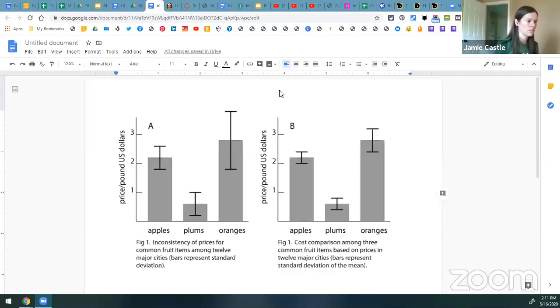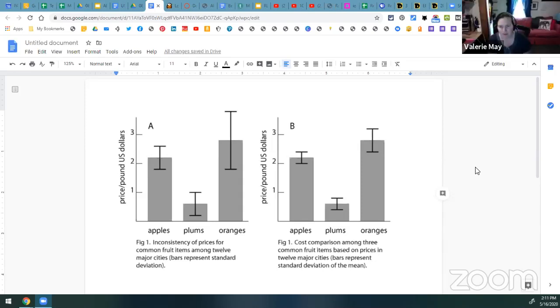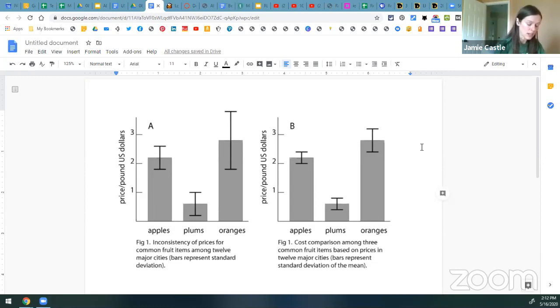I found a good graph, so I'm going to go ahead and share this. All right, so what we see here, and it doesn't matter exactly what the data is, are means and then standard errors of the mean. Wait, Jamie, these say standard deviation. Oh, the first one is showing standard deviations. The second one is showing standard error of the mean. Okay, right. So we're going to look specifically at this graph on the right.